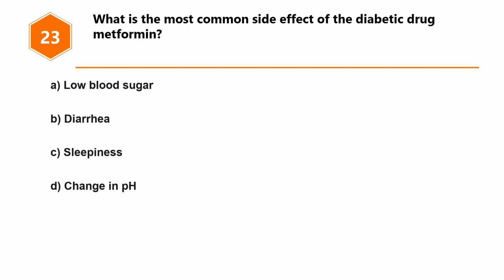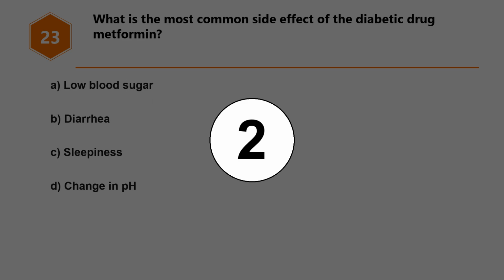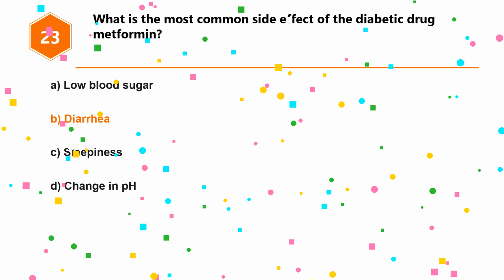Question 23. What is the most common side effect of the diabetic drug metformin? Option A. Low blood sugar. Option B. Diarrhea. Option C. Sleepiness. Option D. Change in pH. The correct answer is option B, diarrhea.